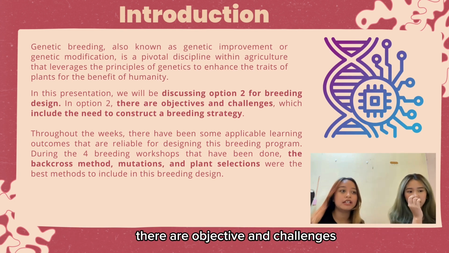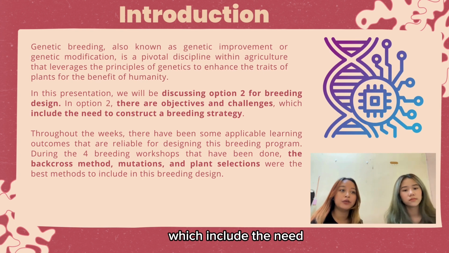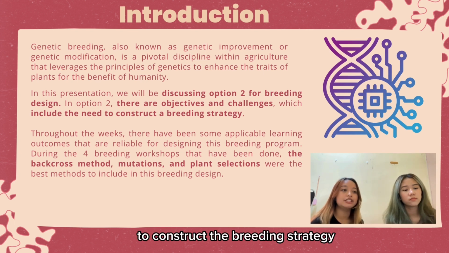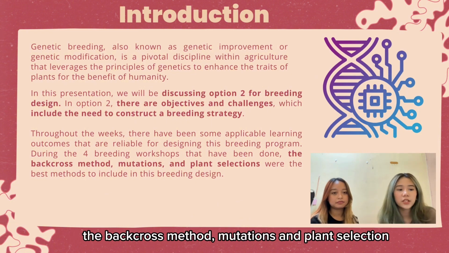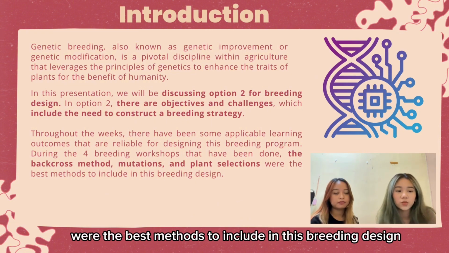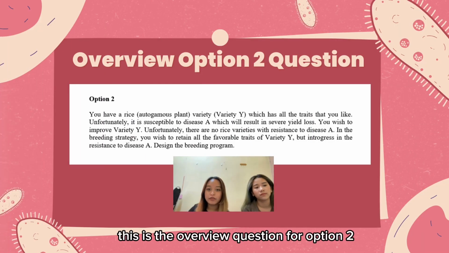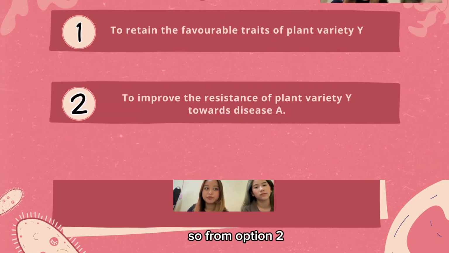In option 2, there are objectives and challenges, which include the need to construct the breeding strategy. During the 4 breeding workshops that have been done, the backcross method, mutation and plant selection were the best methods to include in this breeding design. This is the overview question for option 2.